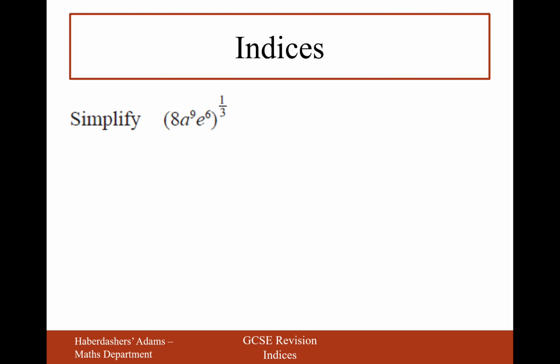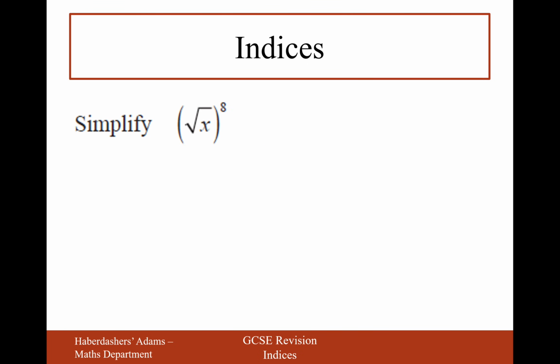Let's move on to the next one, pause the video and give this one a go. Okay, so you do the power on the 8 as normal because it's a normal number at the front. So 8 to the power of a third, that's the cube root of 8, which is 2. And then you multiply your powers together. So it would be 9 times a third is 3, and 6 times a third is 2. So there we are, that's the answer to that one.